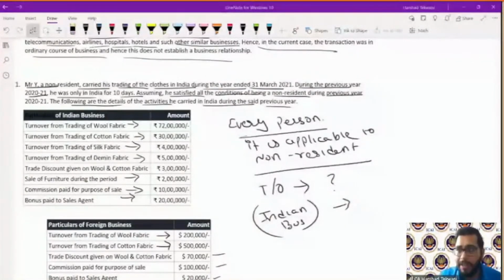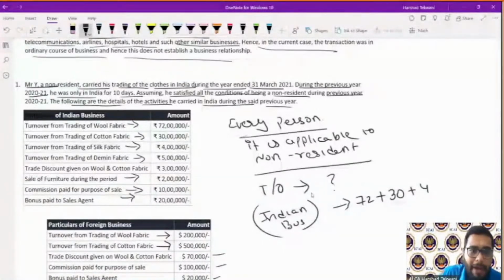Okay. For the purpose of section 44AB, I will be taking wool fabric turnover 72, plus cotton fabric turnover 30, plus silk fabric turnover 4, plus denim fabric 5. I will be deducting the trade discount because it's a discount given. Any discount allowed in the invoice itself, or turnover discount allowed, reduces the sale price or your total sale value, and that's why it is not required to be considered. So that is the thing.